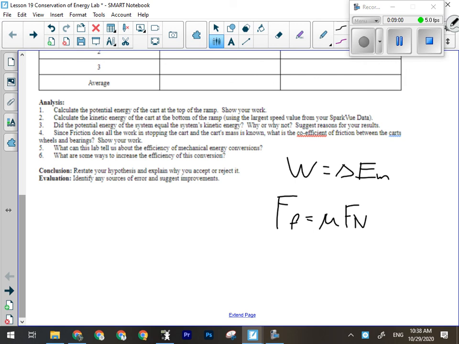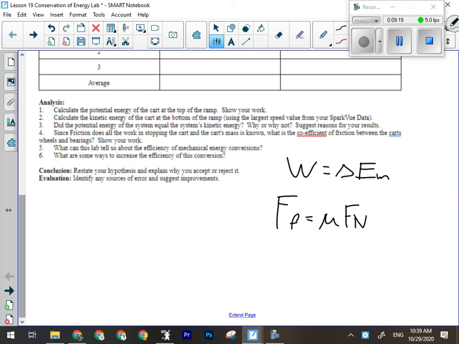I'm not going to tell you any more than that. You can figure out how to use those 2 things, but those are the 2 things you're going to need to use in order to calculate the coefficient of friction for the cart as it rolls down the ramp. Okay, remember, we're losing this energy. Our prediction is that it's likely due to friction. Okay. All right, question number 5.